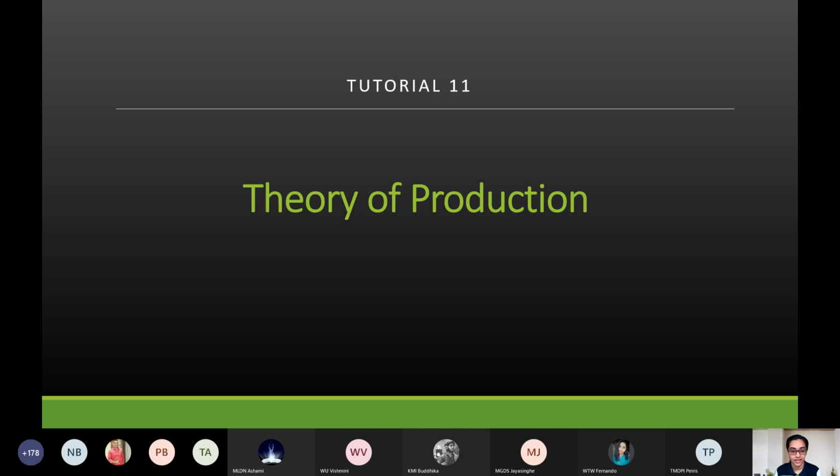Exactly. Nice. Transforming inputs into outputs. What do you mean by inputs? What is the definition of inputs? What do you mean by outputs?